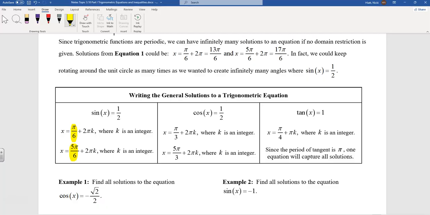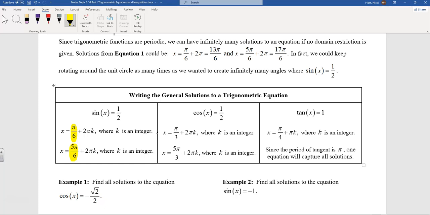So I could do pi over 6 plus 2 pi, or I could do pi over 6 plus 4 pi, or I could do pi over 6 plus 6 pi, right? Or I could subtract. So the way that we show that is we put plus 2 pi k where k is an integer. All right, so we're going to get our answers from the unit circle, and then we can put plus 2 pi k where k is an integer, and that'll cover all of the possibilities.